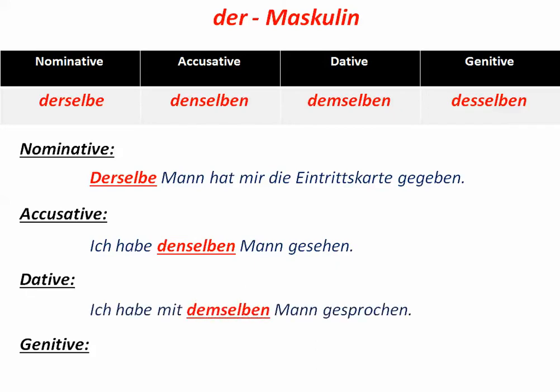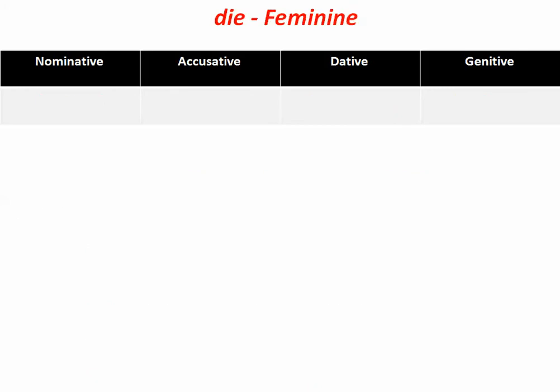And okay, we'll move on to the dative here, and I'm using a dative preposition, mit. Ich habe mit demselben Mann gesprochen, meaning I have talked with the exact same man. And because of mit, it's dative, so der Mann changes to dem, and this is reflected in demselben. Genitive, remember, is showing possession, so das ist das Auto desselben Mannes. So this is the car of the exact same man. So this is complicated. It's not often used, perhaps, in the genitive, but you should be aware of it.